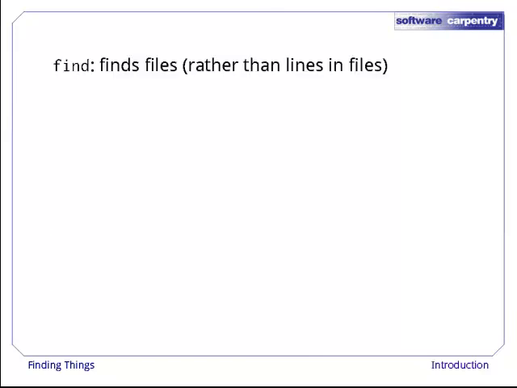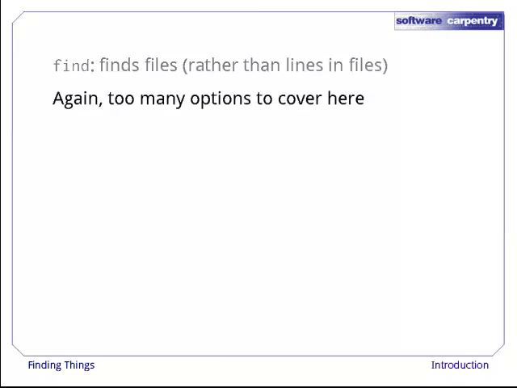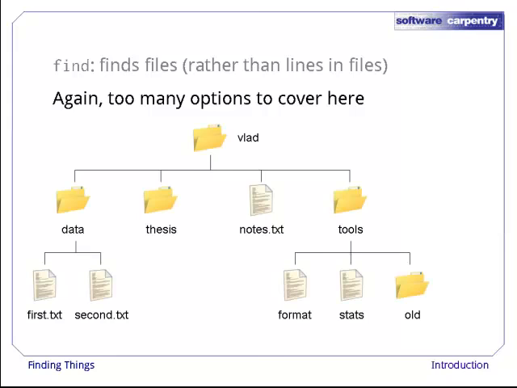While grep finds lines in files, the find command finds files themselves. Again, it has a lot of options, too many to cover here. To show how its basic features work, we'll use this directory tree. Under Vlad's home directory is one file, notes.txt, and 3 subdirectories: thesis, which is sadly empty; data, which contains 2 files, first.txt and second.txt; and a tools directory that contains the programs format and stats, and an empty subdirectory called old.